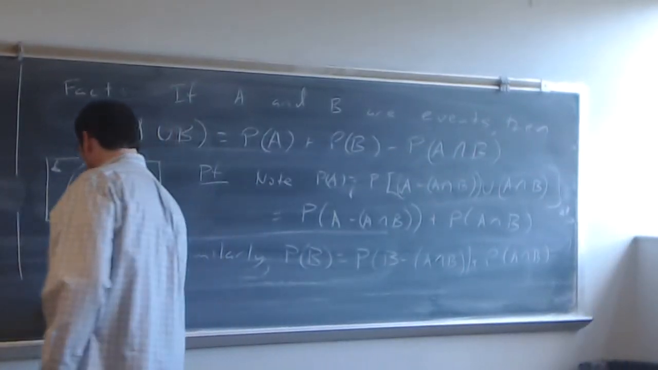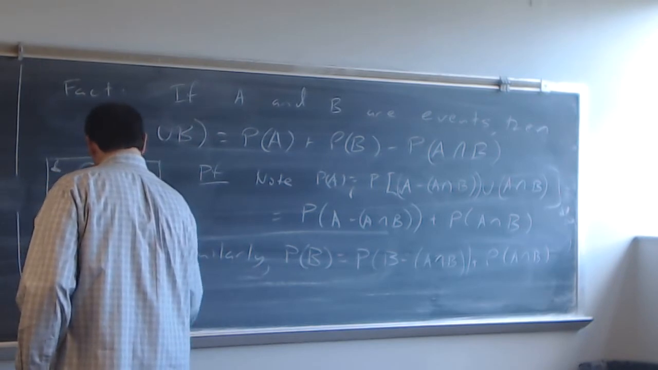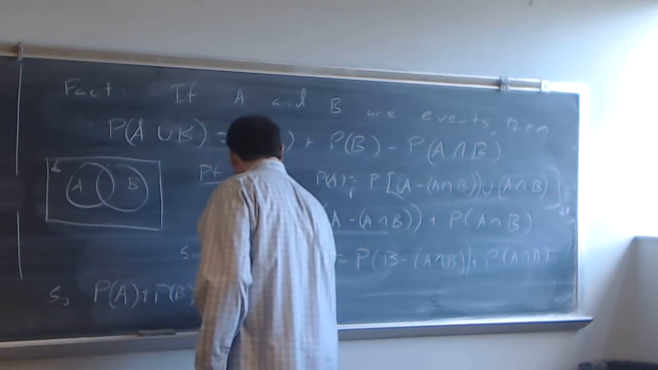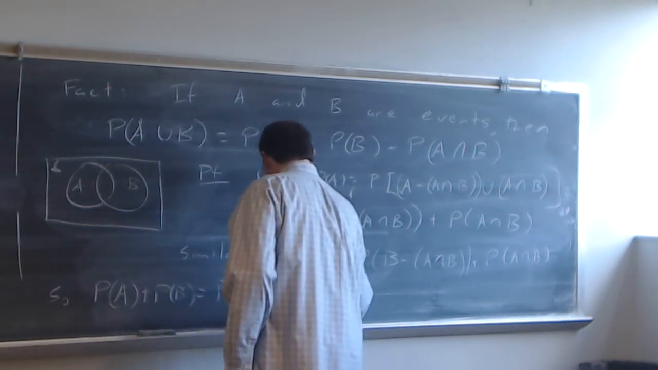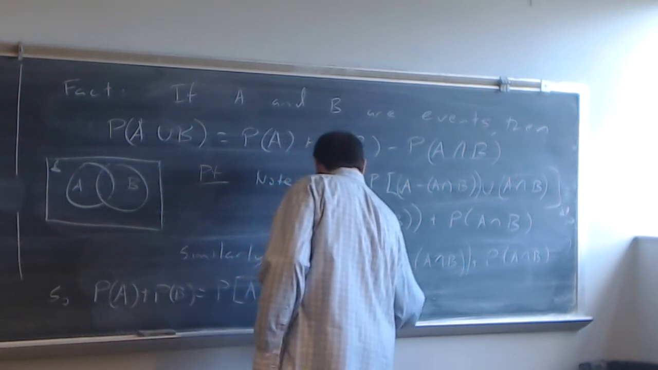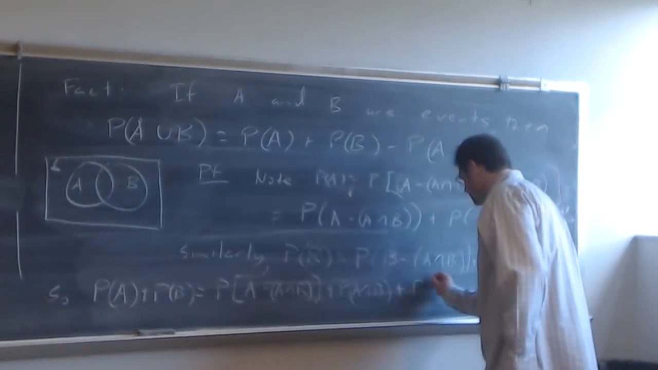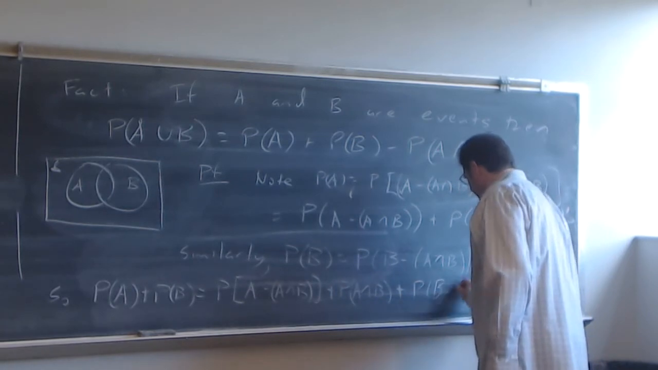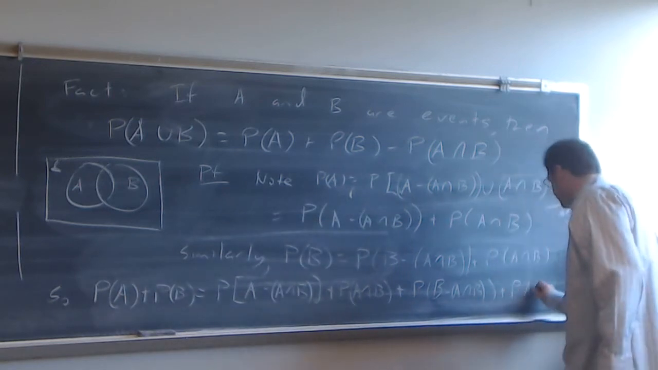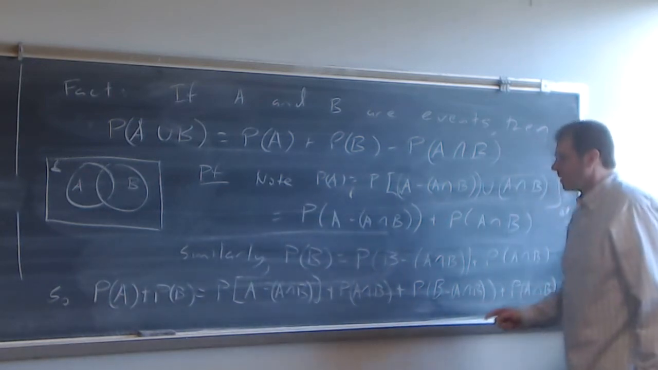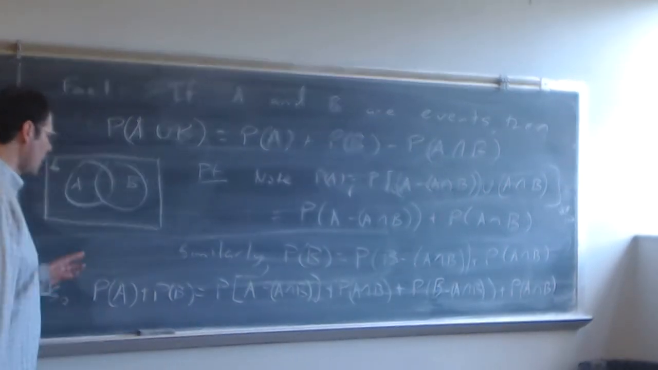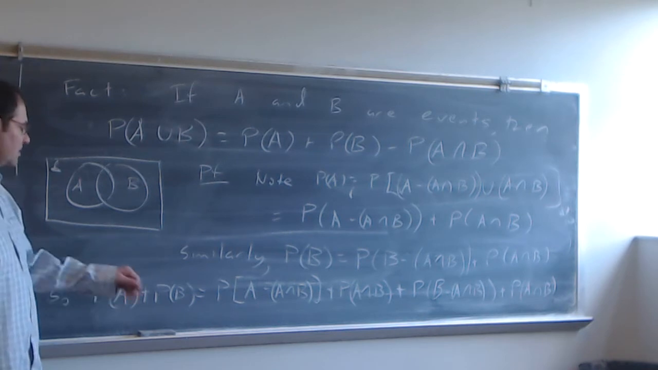So, if you take the probability of A plus the probability of B, what that's equal to is the probability of A minus A intersect B plus the probability of A intersect B plus the probability of B minus A intersect B plus the probability of A intersect B. Okay, what I want you to do is just look at these three sets. And we're taking probabilities of them, but just concentrate on those sets.